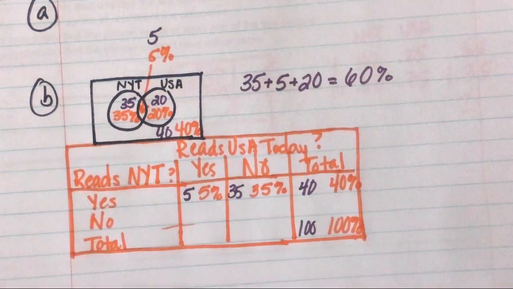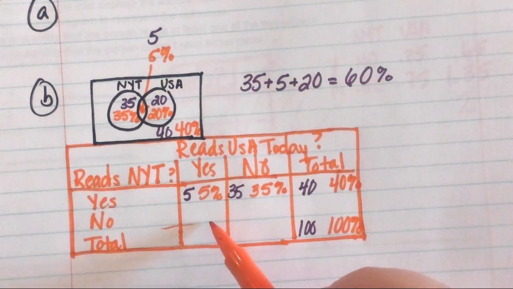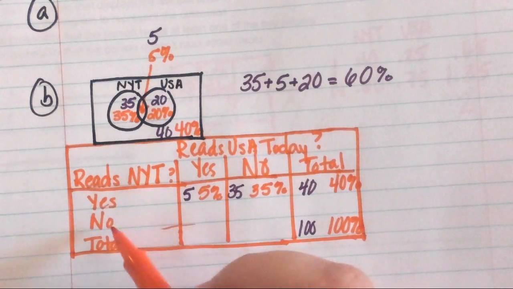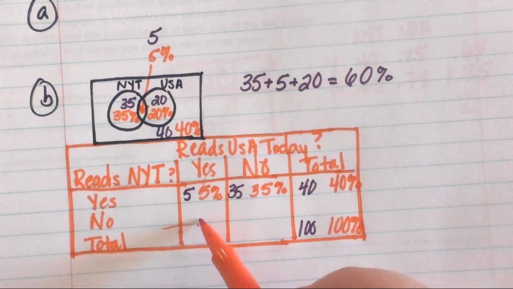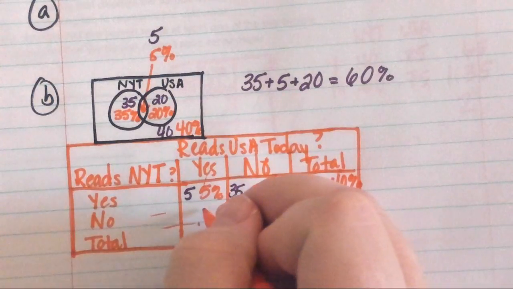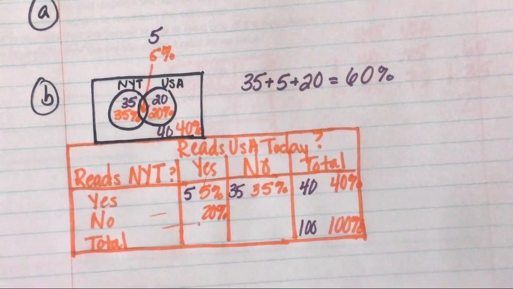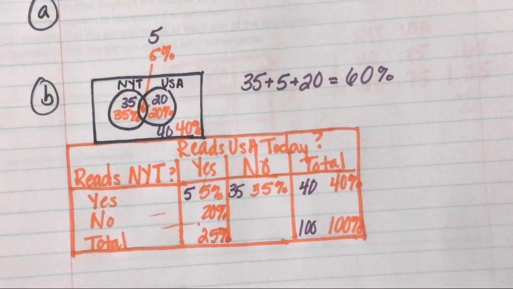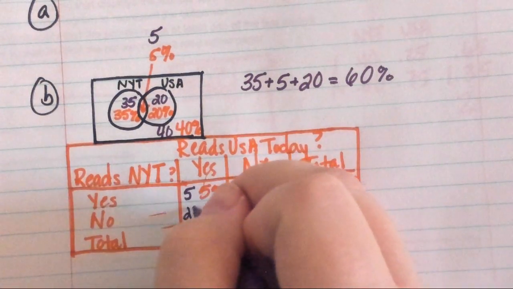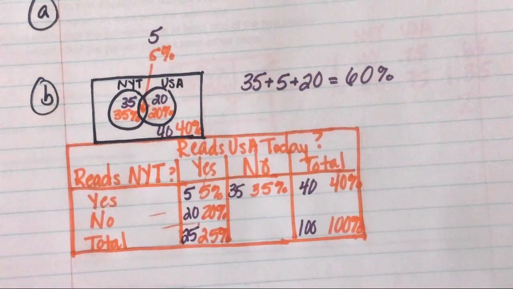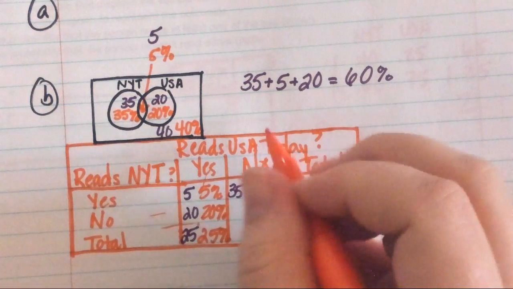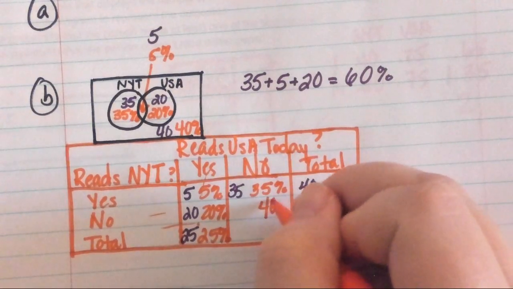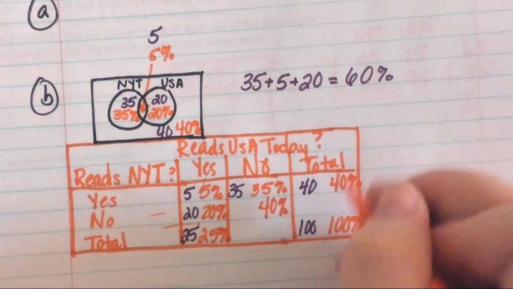I think you know what it really is. Reads USA Today and reads New York Times. So they read USA Today, yes. They don't read the New York Times, so that's that 20%. And this adds up to 25%. And then don't read either. We already figured out that was 40. 20 plus 40 is 60.